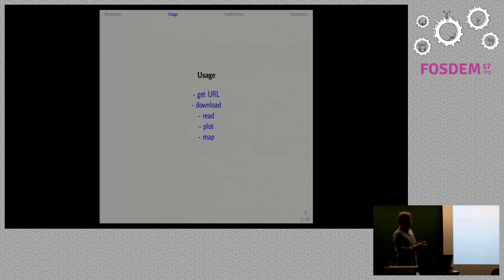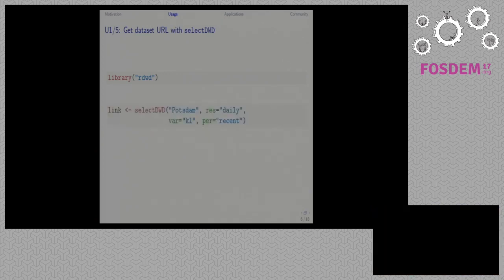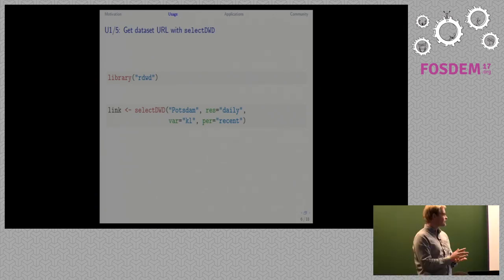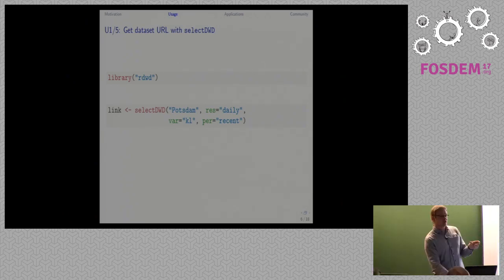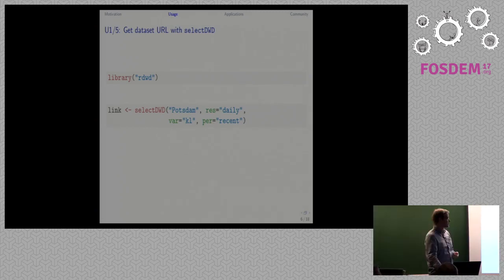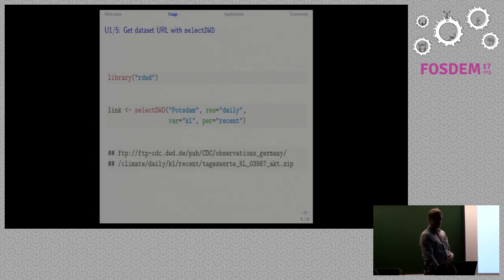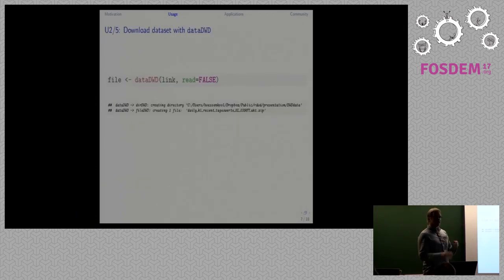The first part is fairly straightforward. You load the library, and then with the selectDWD function, you can just put in the name of the station that you want, and then tell it, I want, for example, daily data of the climate observations from recent data. They always have the data separated in recent files and historical files, so that you can update data easily with relatively small recent files. That will give you the URL you want to use, and that is what you put into dataDWD to download it. It will give you a couple of messages telling you what it's doing.